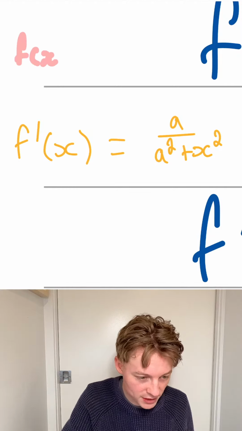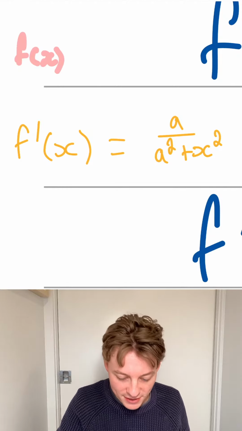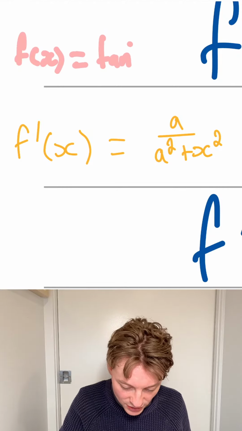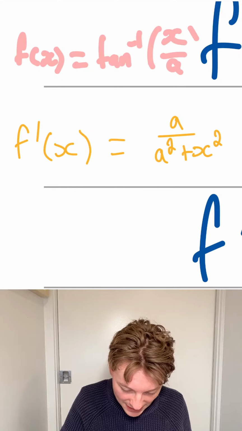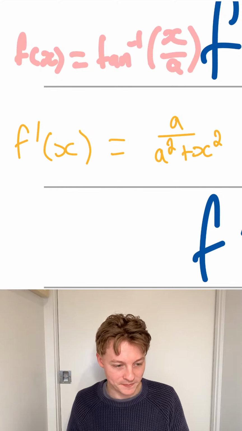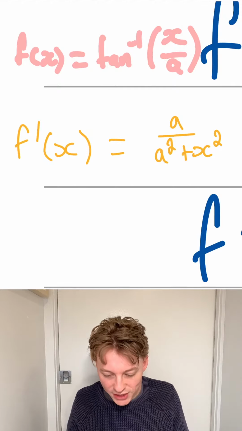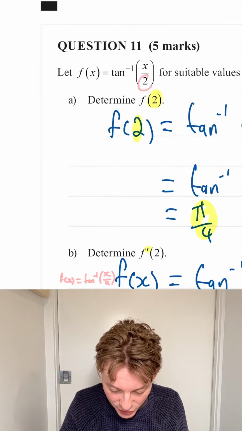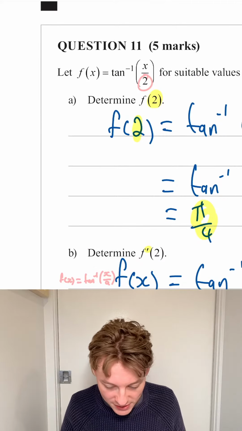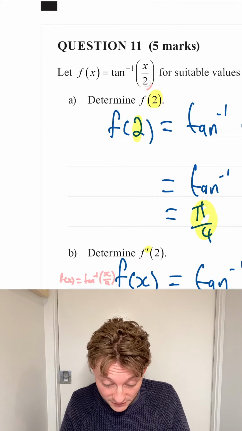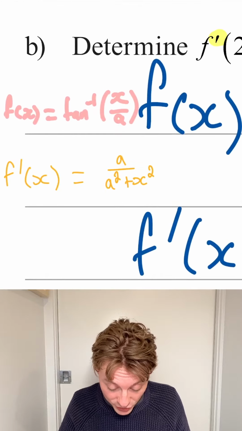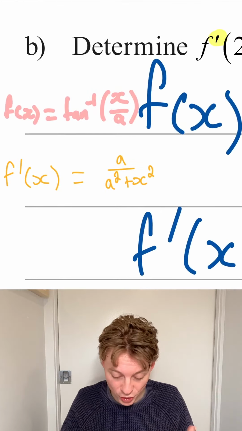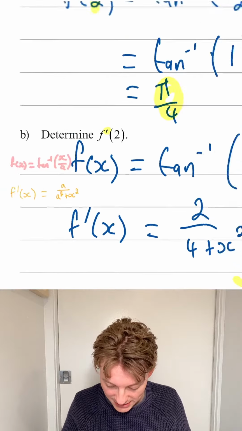This is the rule. I know there's a thickness issue here. This is the rule to differentiate tan to the minus 1 of x over a. Let's fit that in there. So to differentiate this trig function, in the question I was given that my a value is 2. So I'm simply putting 2 in place of a, which means I wind up with 2 over 2 squared, so 2 over 4 plus x squared. That is what I got there.